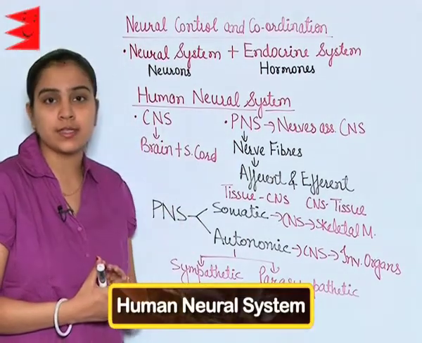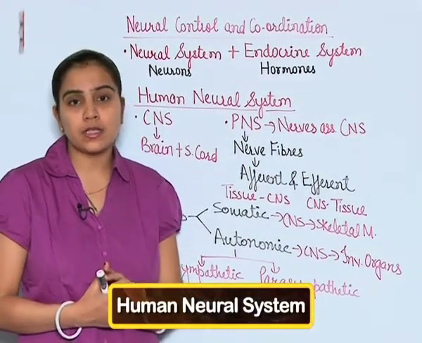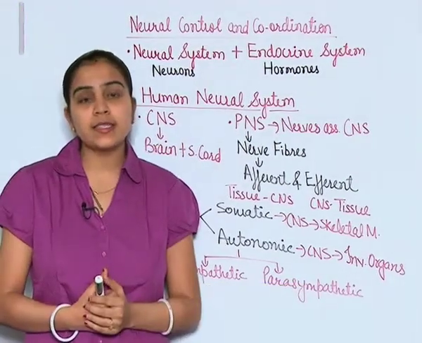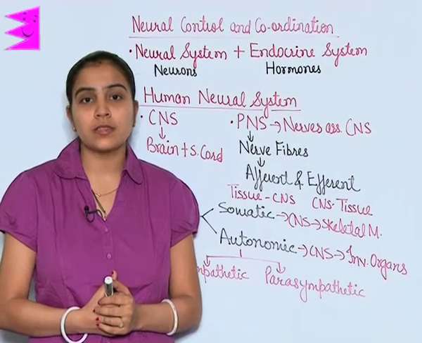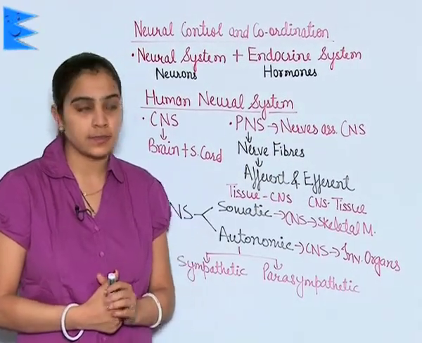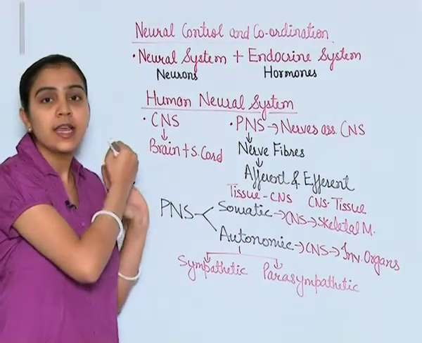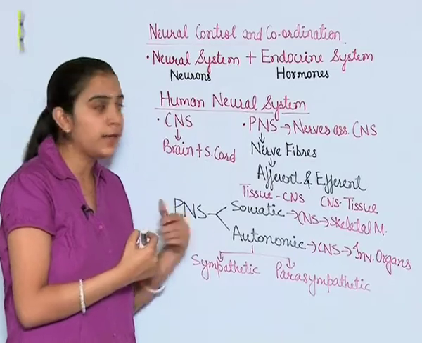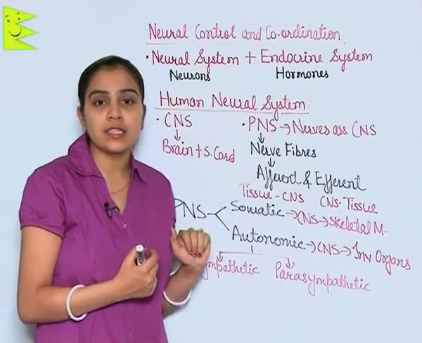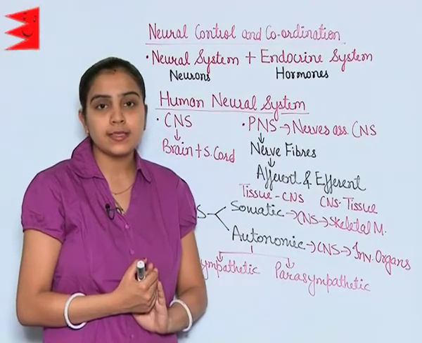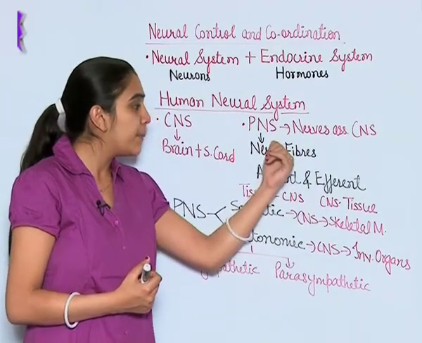Human neural system. Human neural system is composed of CNS and PNS. CNS is central nervous system and PNS is peripheral nervous system. Now if you see CNS, it consists of brain and spinal cord. PNS consists of nerves which are associated with central nervous system.